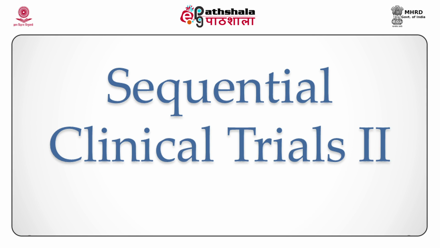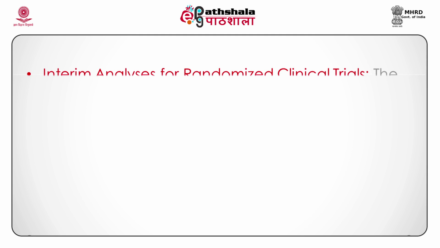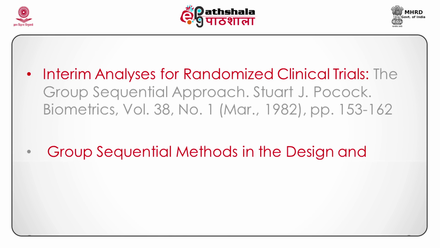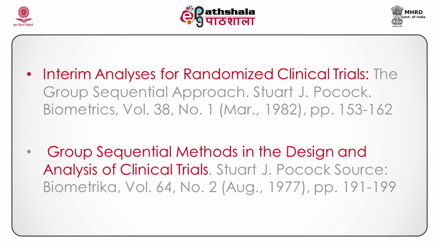This module will generally be based on two papers. The first is entitled Interim Analysis for Randomized Clinical Trials, and it is due to Pocock and appeared in Biometrics in 1982. The second paper, which is also due to Pocock, is entitled Group Sequential Methods in the Design and Analysis of Clinical Trials, and it appeared in Biometrika in 1977.